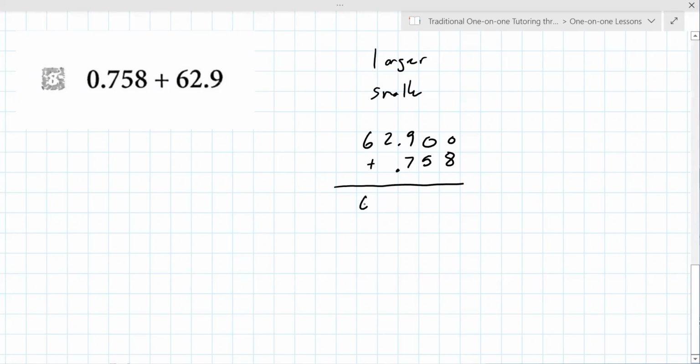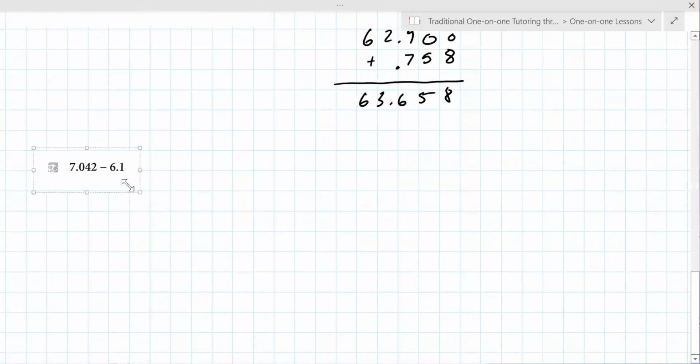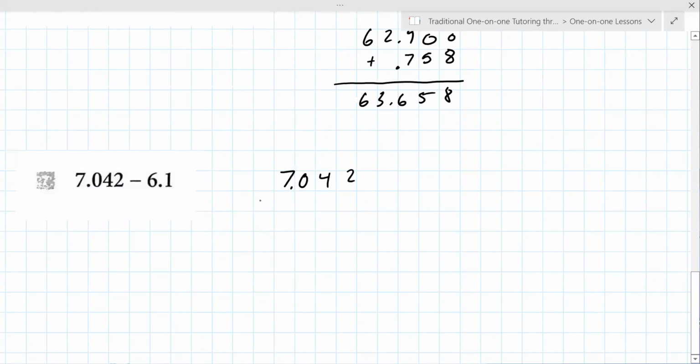I got 63.658. That is correct. Okay, now back to a subtraction one. So we'll look at number 7. The main issue there is borrowing, but you first want to line up the decimals. So it's like 7.042 minus 6.1, and then you add zeros.